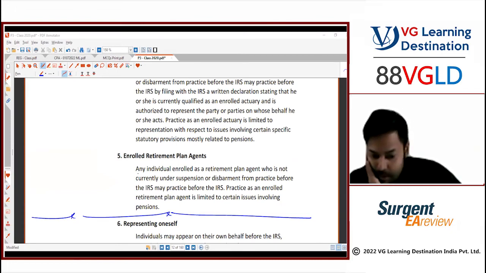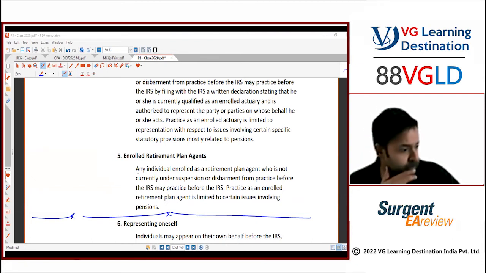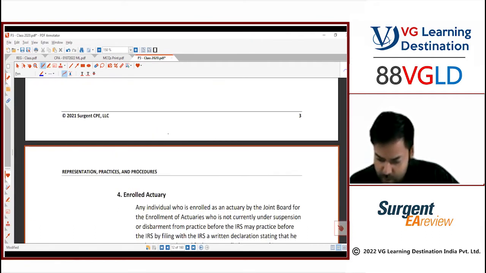Are you done, guys? Have you read this all? Okay. Page number 2 and 3, Nidhi. Okay, just have a read that.